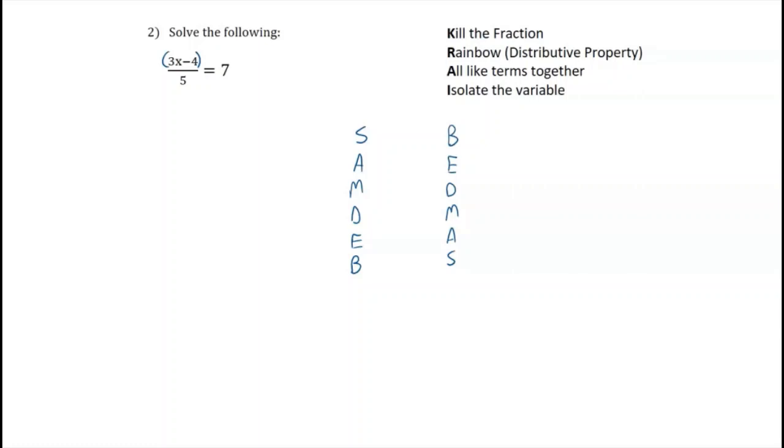So let's see how that applies. SAMDEB. The first thing we're going to do is multiply because these are in brackets. So we're going to multiply both sides by 5. So 5 times this side, and then whatever I do to one side, I have to do to the other.